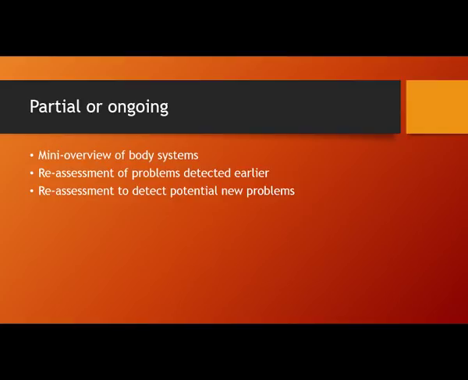Then in your partial or ongoing assessment, you will focus in: okay, how is that respiratory problem doing? Okay, that's improved. Now what about the heart problem? Well, still no improvement in that one. But you wouldn't ignore the rest of the body. You would just briefly go over the rest of the body and say, oh, we have a new problem here. We have a problem with urination.